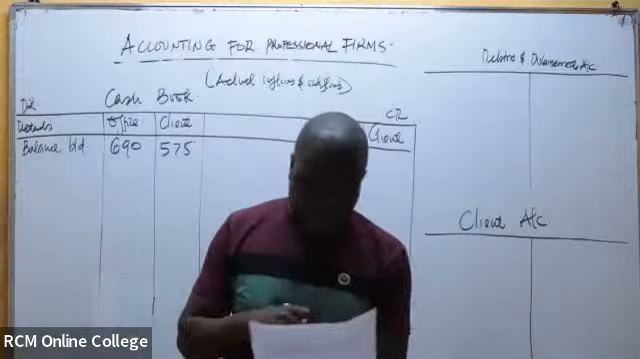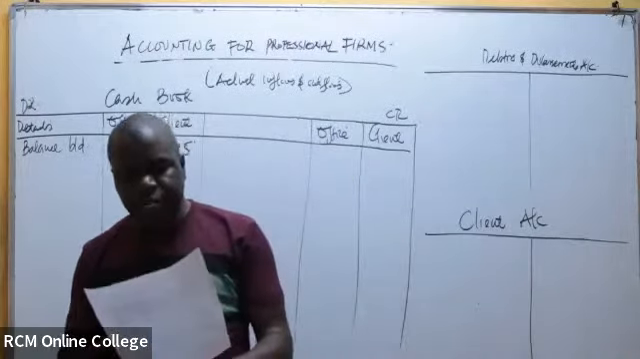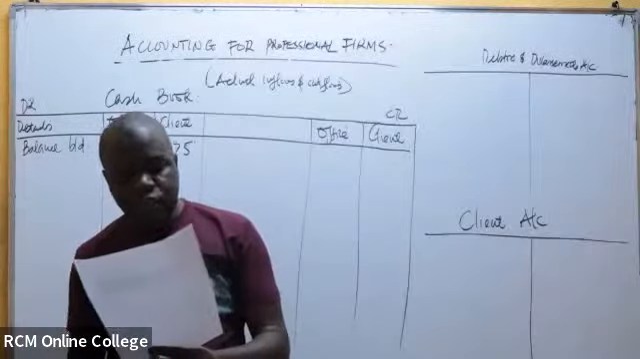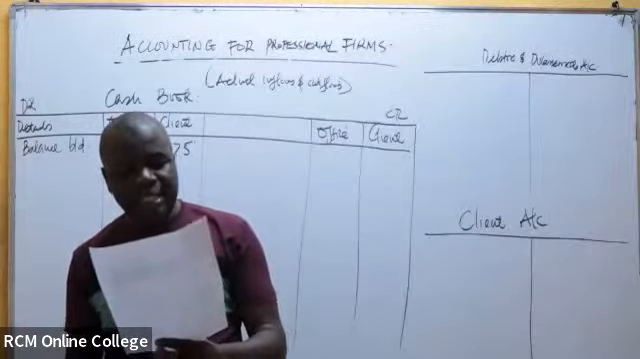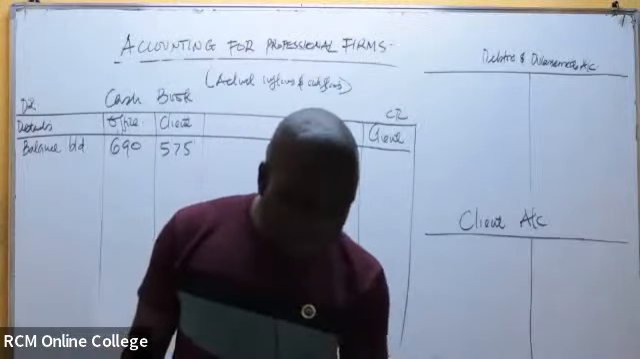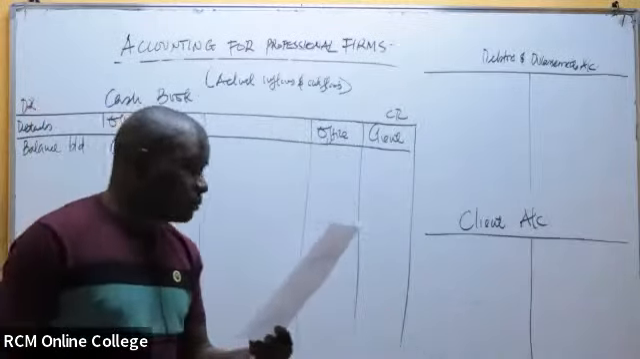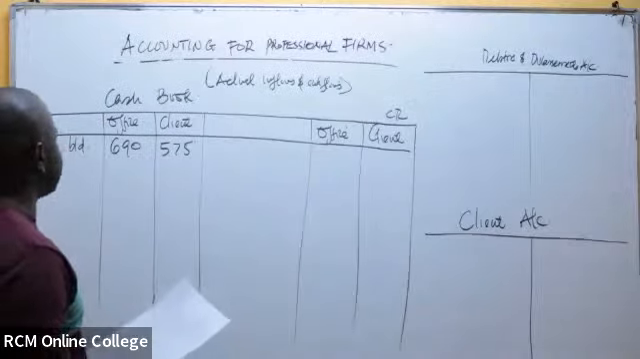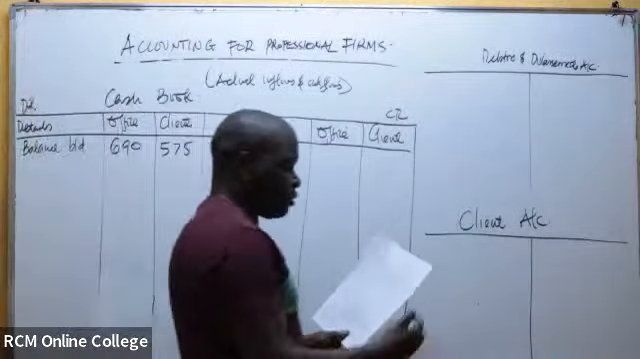The following transactions were carried out by SH and the company advocates during the year ended 31st of December 2010. The first note says they charged a client 14,700,000. There's something I've forgotten: you need to indicate these are actually shillings in thousands.